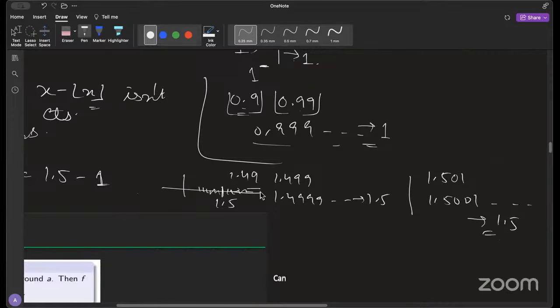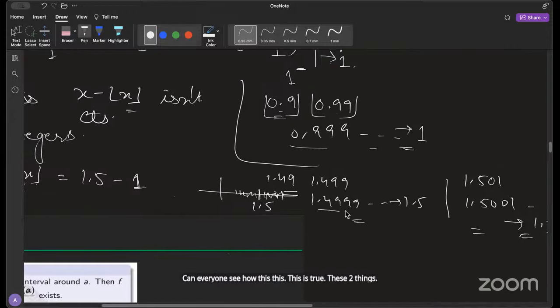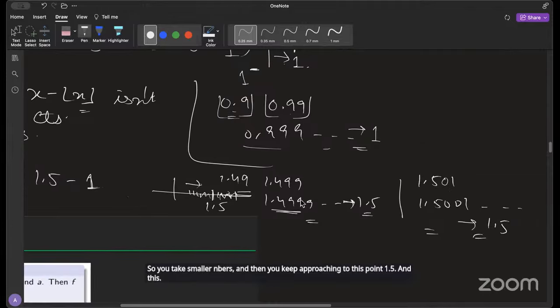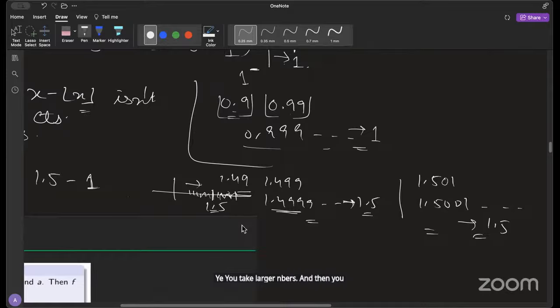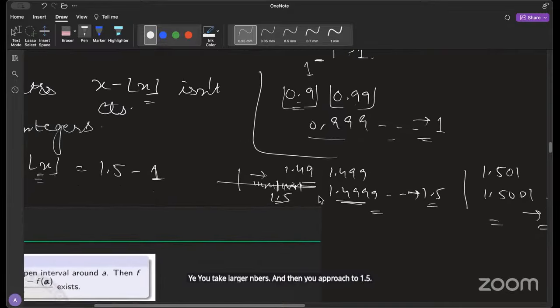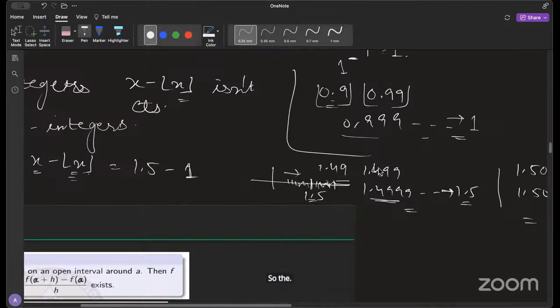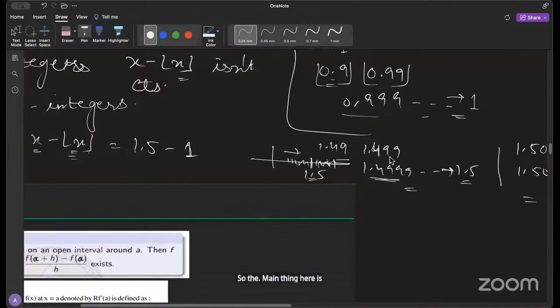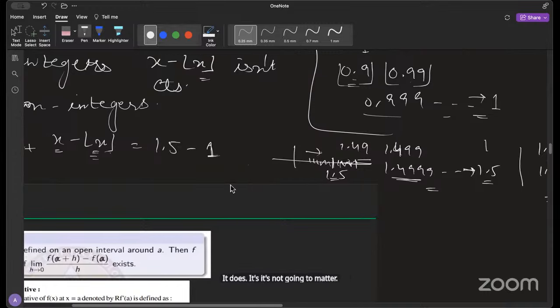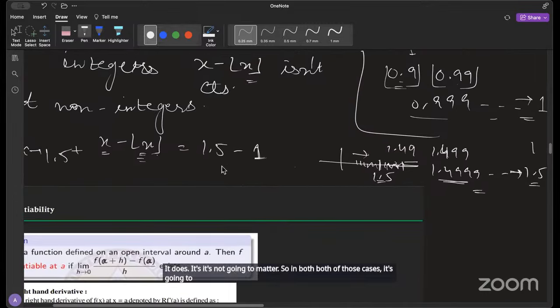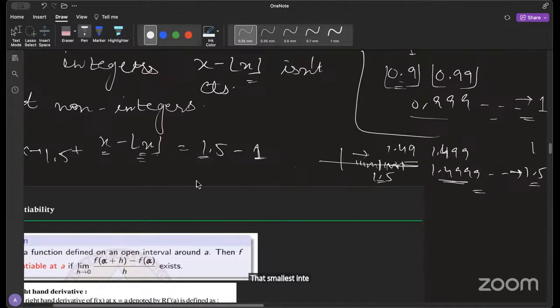Can everyone see how this is true? This is a sequence from the left side approaching from here, so you take smaller numbers and keep approaching this point 1.5. And here you take larger numbers and approach 1.5. The main thing is that if you take the greatest integer of these, in both cases it's going to be 1, right? It's not going to matter. In both of those cases, it's going to be that smallest integer only.